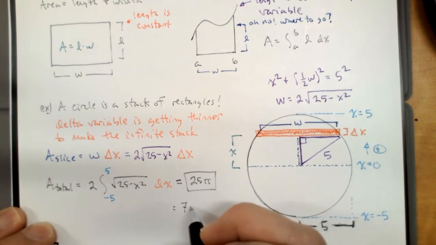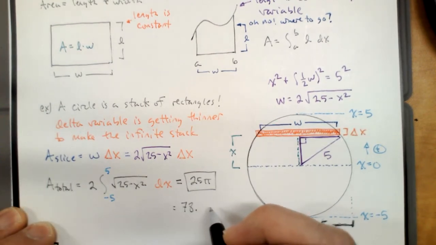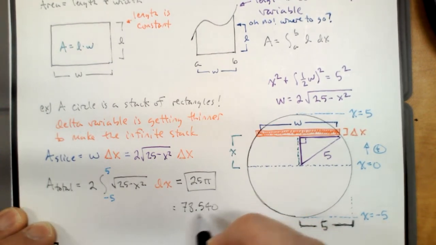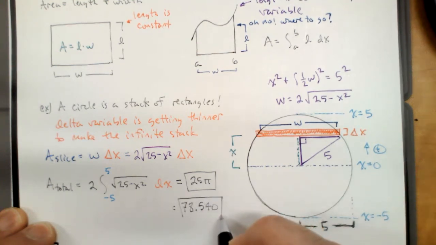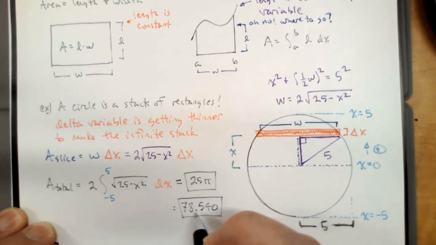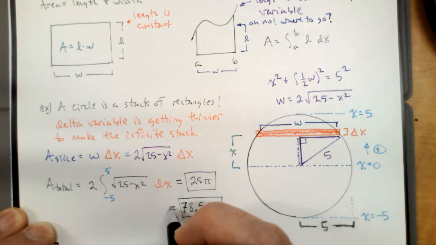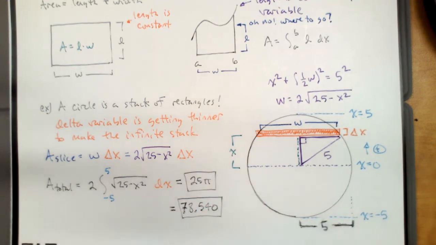A lot of times when I ask you to do these problems, I say round your answer to 5 significant figures. So we'll go with 78.540. Also notice that even though 25 pi is only approximately 78.540, I just put an equal sign in between. I cannot train myself to use the squiggly equal sign for approximately equal to. So we're just going to have to understand that this is an approximation.